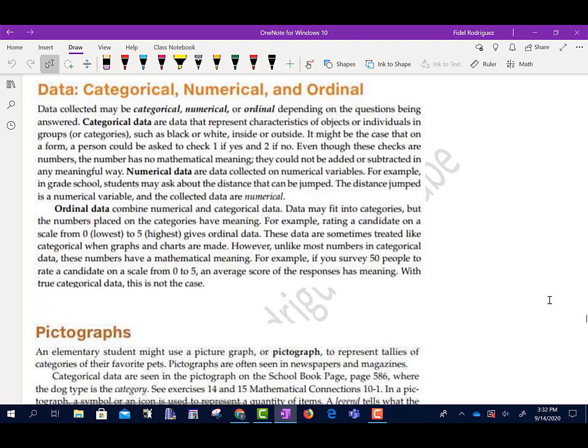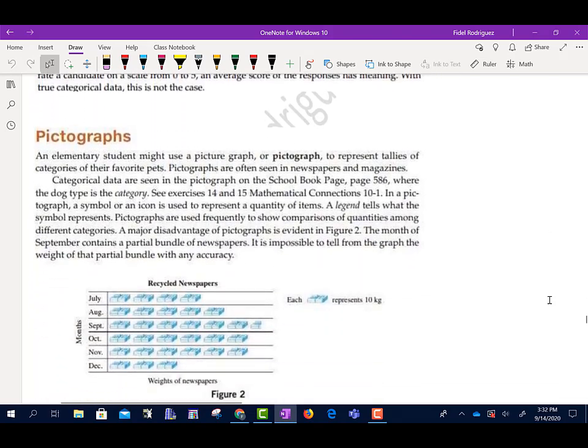For example, if you survey 50 people to rate a candidate on a scale from 0 to 5, an average score of their responses has meaning. With true categorical data, this is not the case.